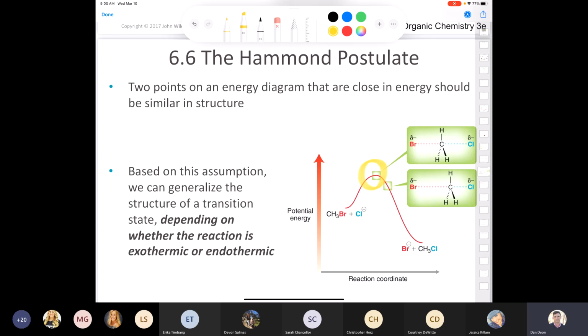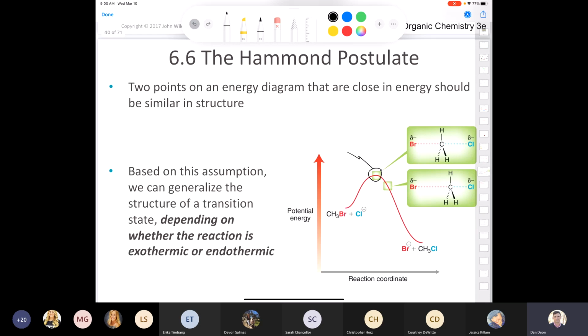Okay, so if you have an exergonic reaction like this one here, you see the products are more stable than the reactants. Well, if you look at the transition state here, you see that it's closer in energy to the reactants. That means that at the transition state, at this point here, I shouldn't say intermediate, I should say the transition state more closely resembles methyl bromide than it does methyl chloride, okay?